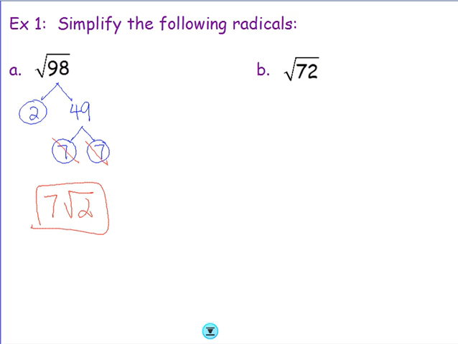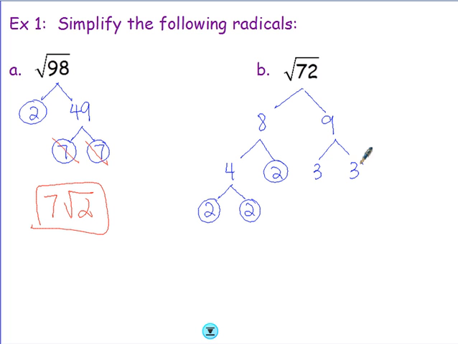Let's look at 72. 72 has numerous ways to start. I'm going to go ahead and start with what most people think of, which is 8 and 9. Neither of those are primes. 8 is 4 and 2. 2 is a prime. 4 is 2 and 2, both primes. 9 is 3 and 3, both primes.